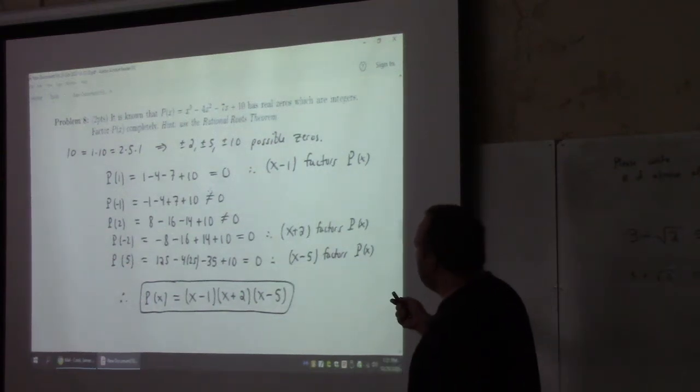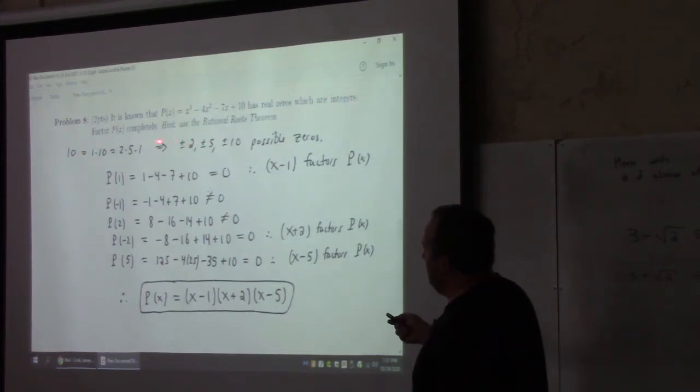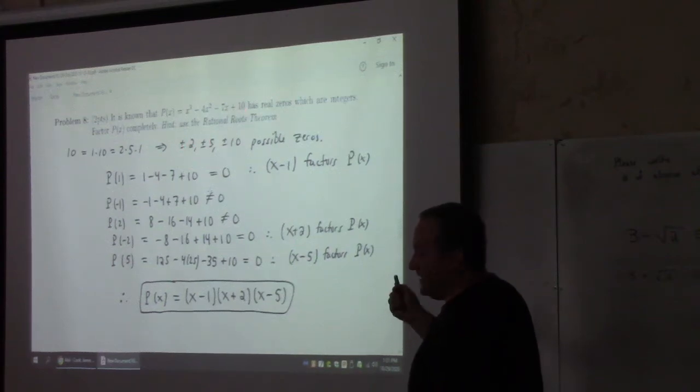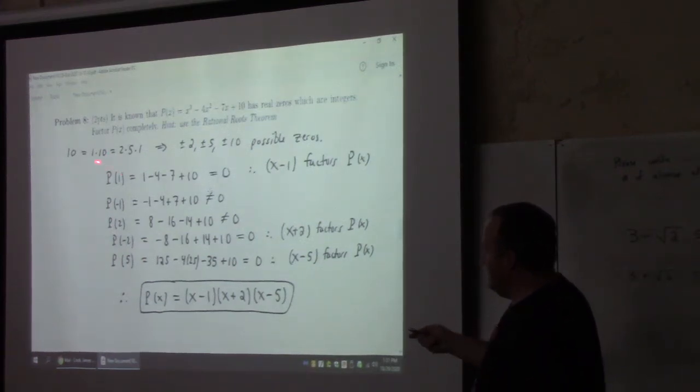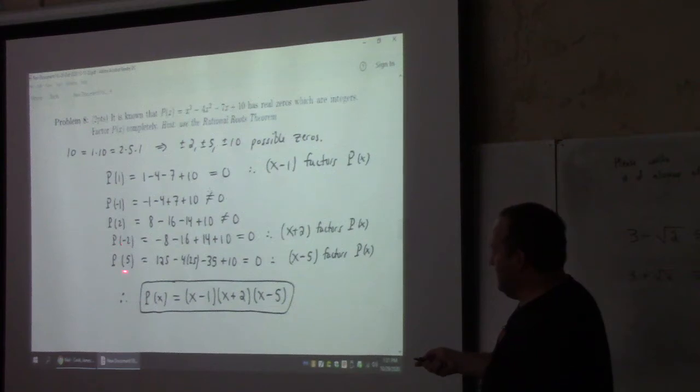Now this one is also like a homework problem, right? x cubed minus 4x squared minus 7x plus 10. I tell you it has real zeros, which are integers. And so the rational roots theorem here, since the leading coefficient's just 1, we just have to look at factors of the constant coefficient divided by plus or minus 1, right? Which gives us plus or minus 1, plus or minus 2, plus or minus 5, plus or minus 10 as possible zeros. And in fact, 1 as well as minus 2 and 5 are actual zeros when we plug them in.